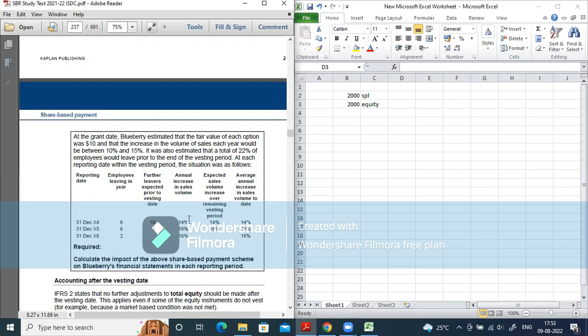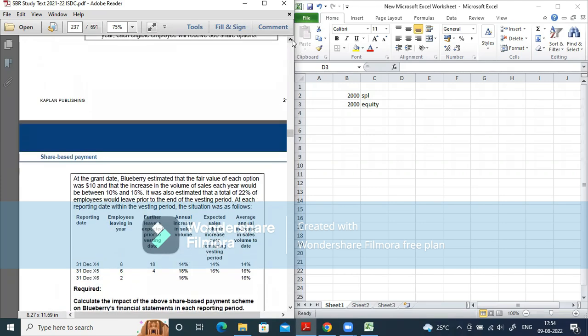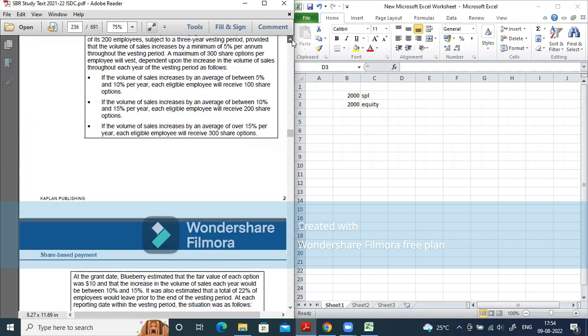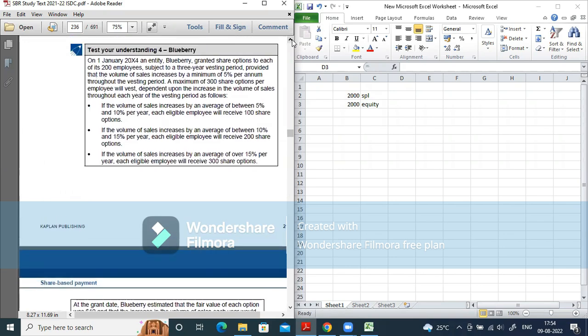Similarly for 31st December 2005, employees leaving in 2005 is 6, and further leavers expected prior to the vesting date is 4. Annual increase in sales volume is 18%, expected sales volume increase over the remaining period is 16%, and average annual increase in sales is 16%. Now at 31st December 2006, employees leaving in the year is 2, and the annual increase in sales volume they gave as 16%. Participants, please go through the question once and try to understand what is given in the video. Then we'll have a discussion on this.